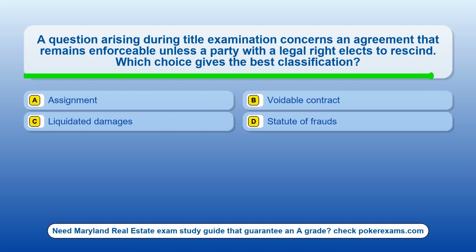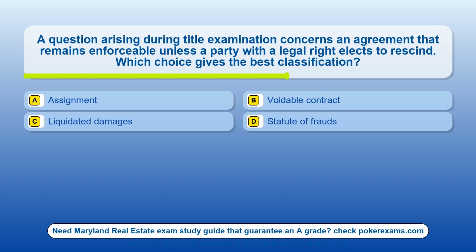Question 19. A question arising during title examination concerns an agreement that remains enforceable unless a party with a legal right elects to rescind. Which choice gives the best classification? Option A, assignment. Option B, voidable contract. Option C, liquidated damages. Option D, statute of frauds.